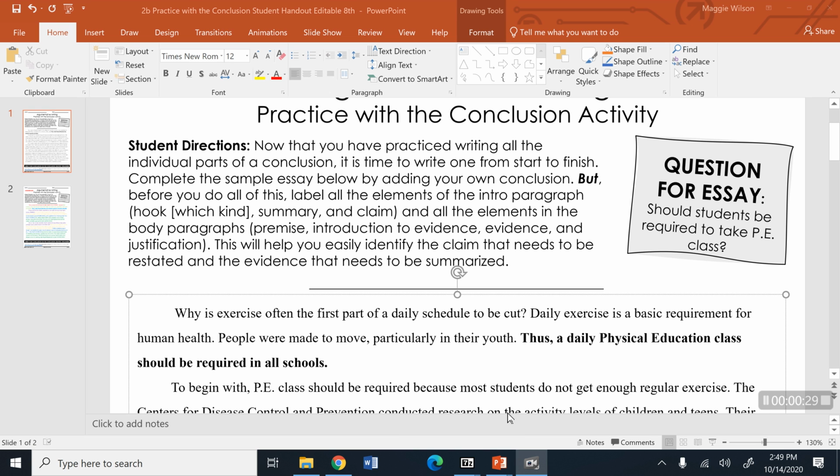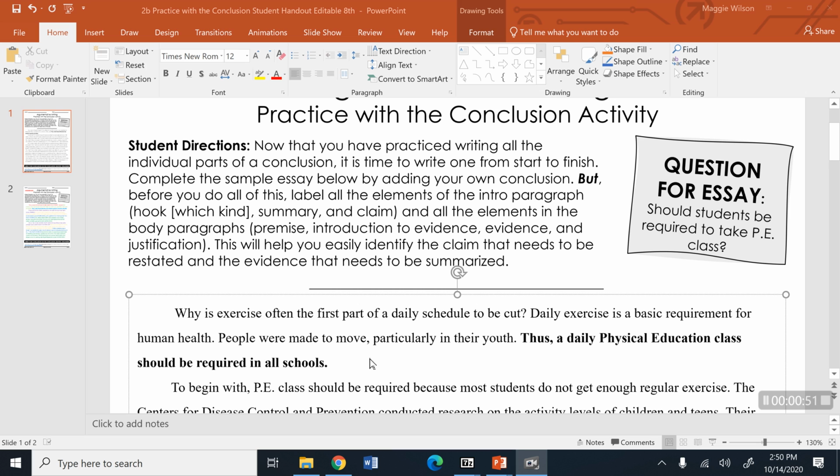So for this essay, we're looking at the question, should students be required to take PE class? So let's look at the introduction. It says, why is exercise often the first part of a daily schedule to be cut? Daily exercise is a basic requirement for human health. People were made to move, particularly in their youth. Thus, a daily physical education class should be required in all schools.